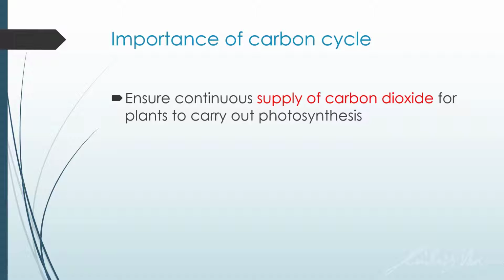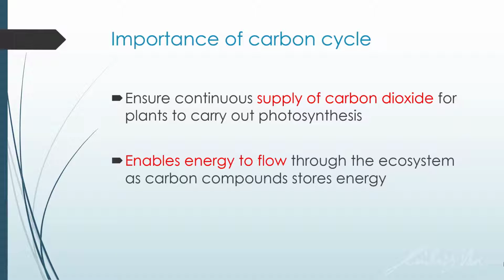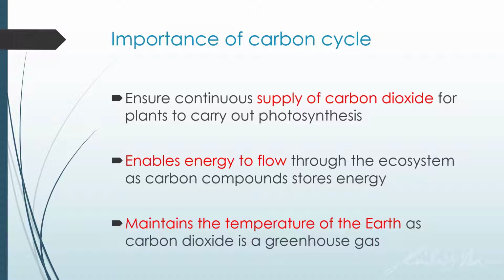The carbon cycle will ensure there's a continuous supply of carbon dioxide for plants to carry out photosynthesis and for us to have food. So it will enable energy to flow through the ecosystem as carbon compounds store the energy. This is a fancy way of saying glucose stores the energy. And because carbon dioxide is a greenhouse gas, the level of carbon dioxide will affect the global temperature. So having a balance of the carbon cycle will help to maintain the temperature of the Earth. This is to ensure that the Earth doesn't overheat or overcool.